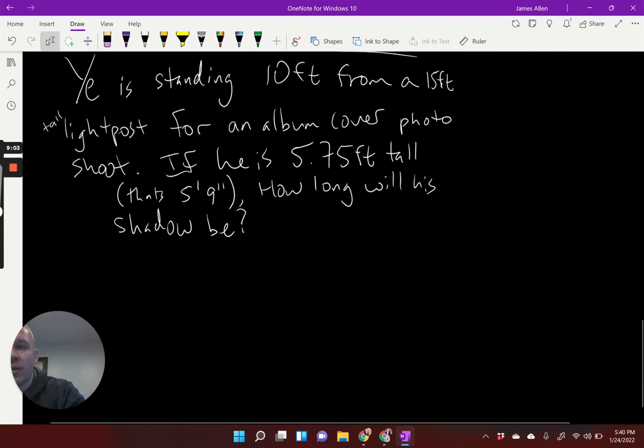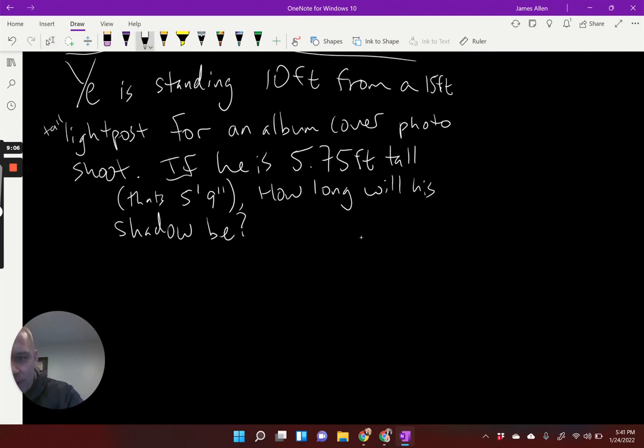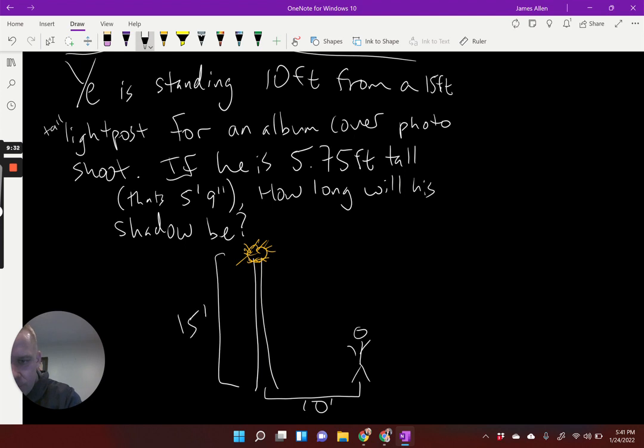Okay. Well, let's draw this one up, shall we? So we've got a light post. Boop. And it's shining bright like a diamond, right? Not Kanye, I know. Okay. And then he's, what up, dude? Kanye. He is 10 feet. This one is 15 foot. Okay. And we want to know how long his shadow is going to be. So his shadow is going to go like this, and it's going to hit somewhere over there. So we want to know what this bad boy is.